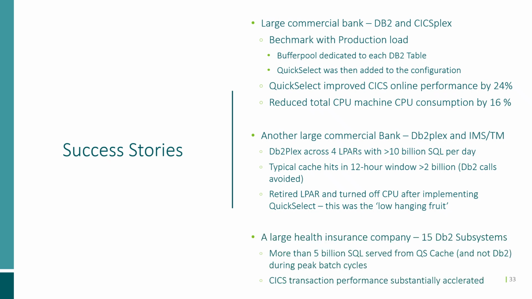Large health insurance company with 15 Db2 subsystems. More than 5 billion SQL served from QuickSelect cache and not Db2 during peak batch cycles. Transaction performance was substantially accelerated.